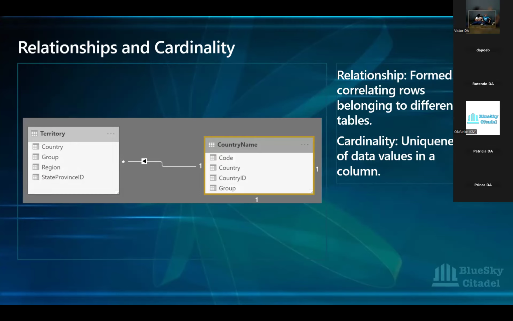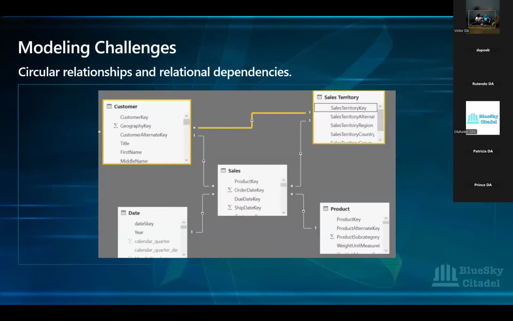I just explained cardinality for you because with your dimension and facts, you always see more in your facts while we have few in your dimension. So you relate them together with cardinality. So modeling challenge. So this is an example of your product. You have the sales, you have customer, product, date, and so on like that.